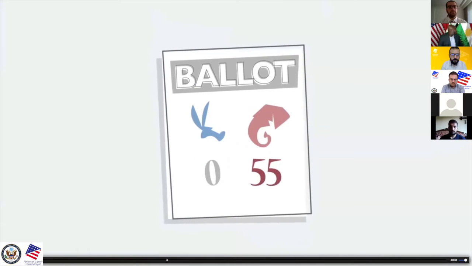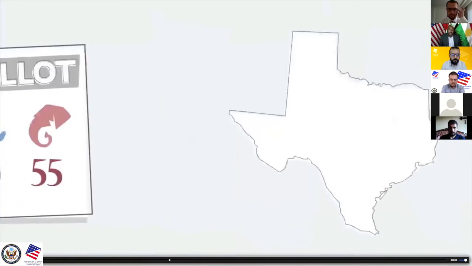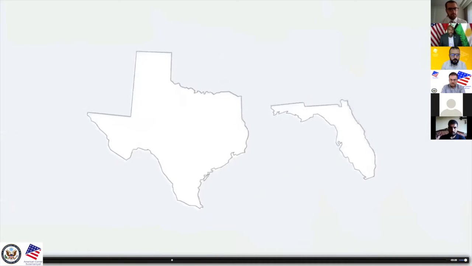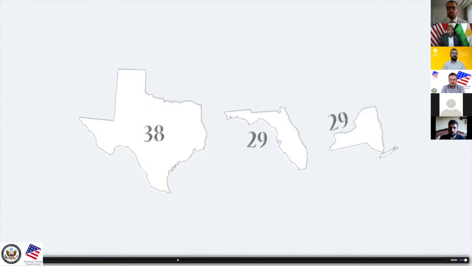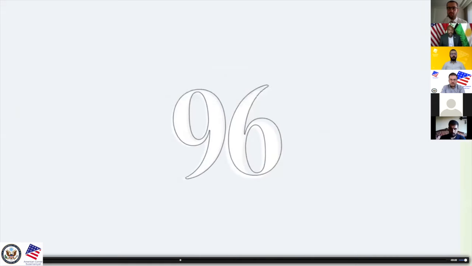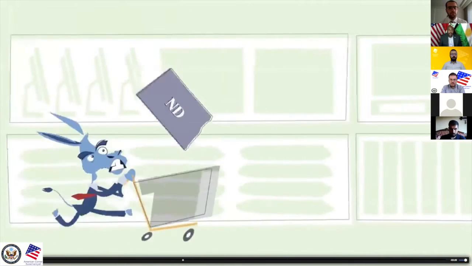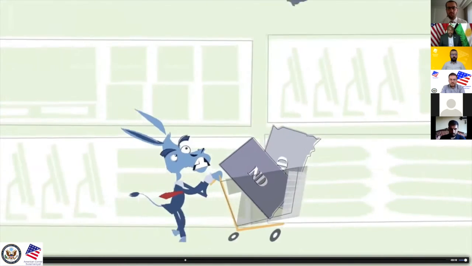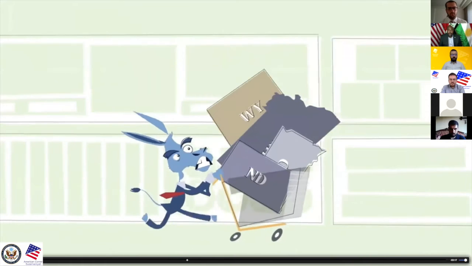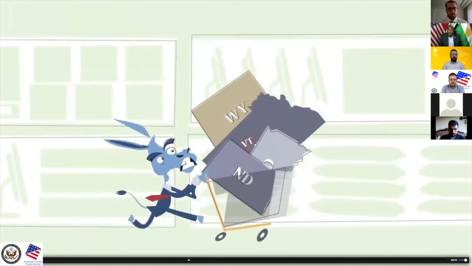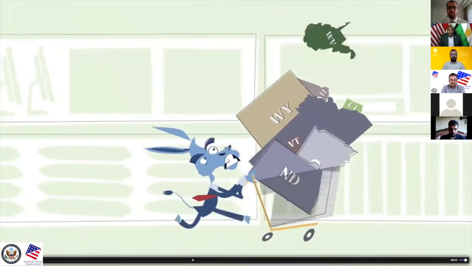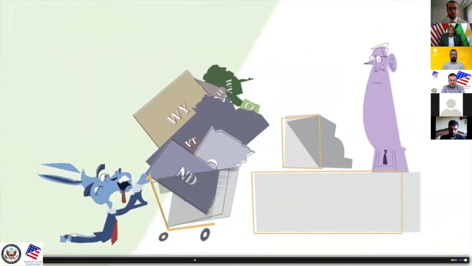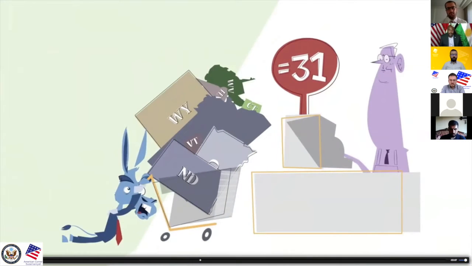This is why many presidential candidates want to win states like Texas, Florida, and New York. If you currently add up the electoral votes of those 3 states, you would have 96 electoral votes. Even if a candidate won North Dakota, South Dakota, Montana, Wyoming, Vermont, New Hampshire, Connecticut, and West Virginia, they would only gain 31 electoral votes total from those 8 states. Here's where it can get a little tricky.